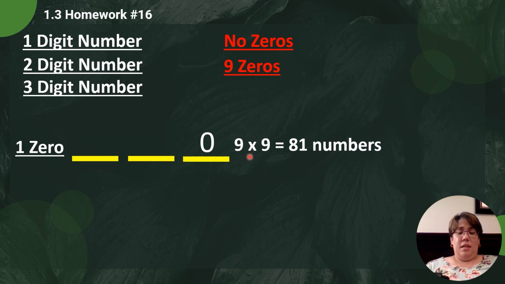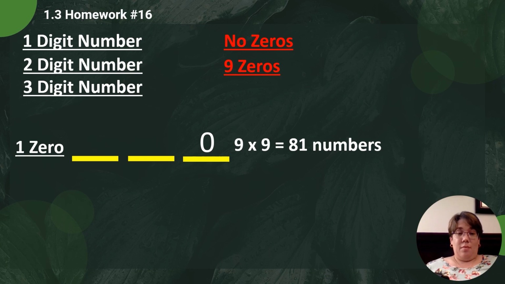And then I could multiply those together. So there are 81 numbers total that end in a 0 in this format. Can you give me one number like 110, 120, 130, 140, right? Okay, that's one of the 81. Those are some of the 81 numbers.